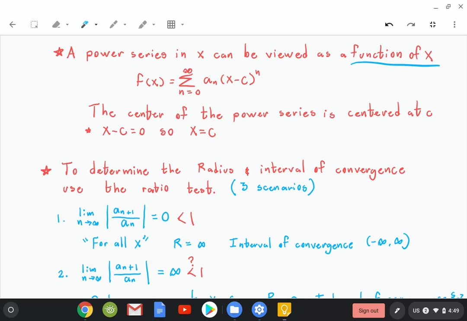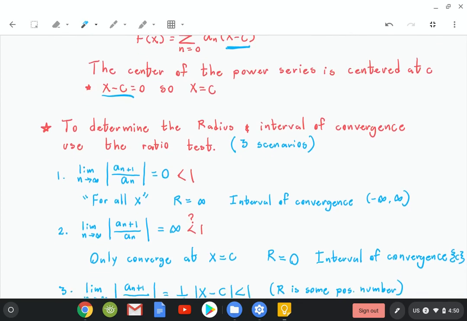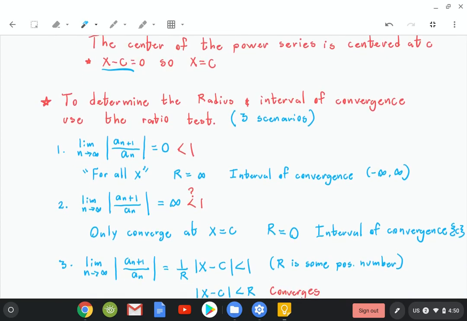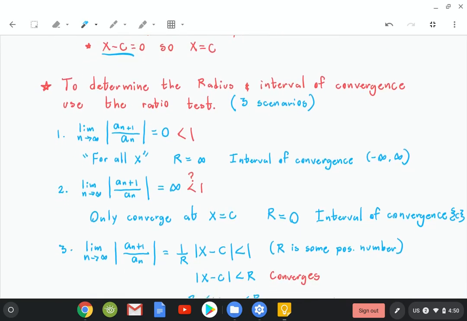So the power series is centered at C, all right? Notice that X minus C is right here. If you just set that inside equal to 0, then X is equal to C. So when we talked about the center of the power series, that's what we're talking about. Now to determine the radius and interval of convergence, we're going to have to use a ratio test when it comes to power series.